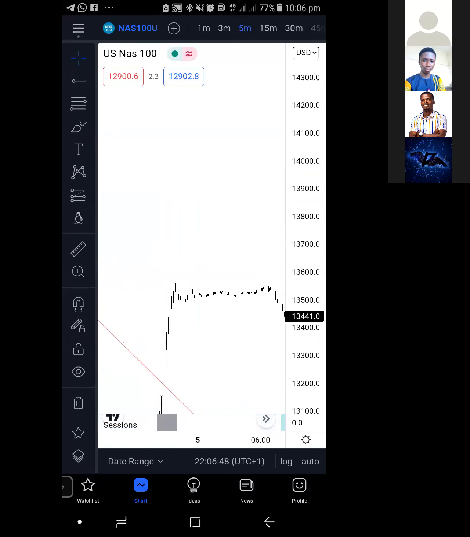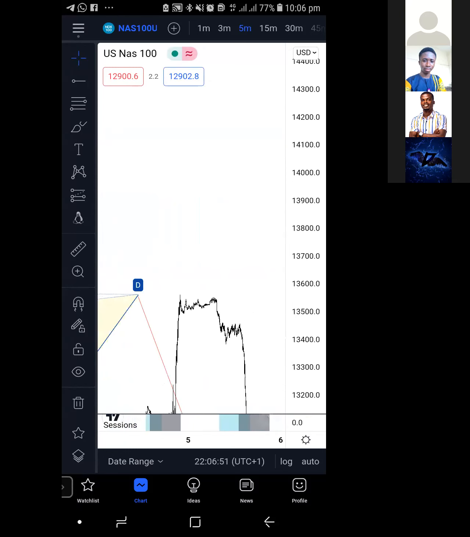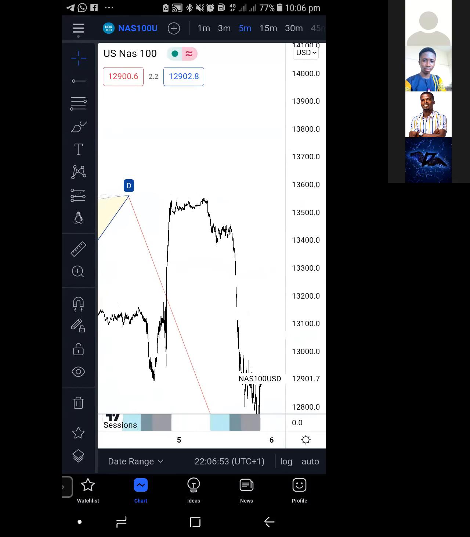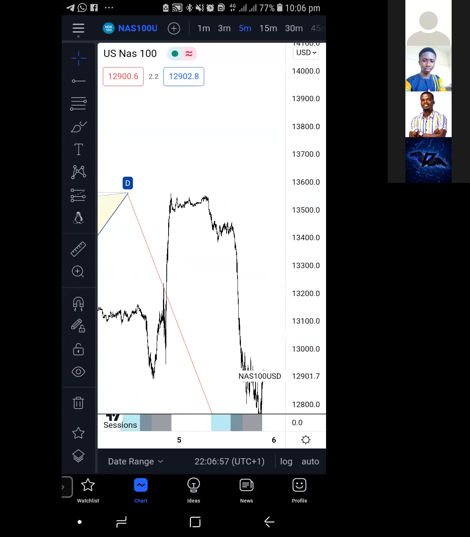Where did I even take that trade from? Sorry, give me some time. Let me look for my trade idea. All right, so I see the trade from somewhere here. Like I said, I was on the chart at the right time.